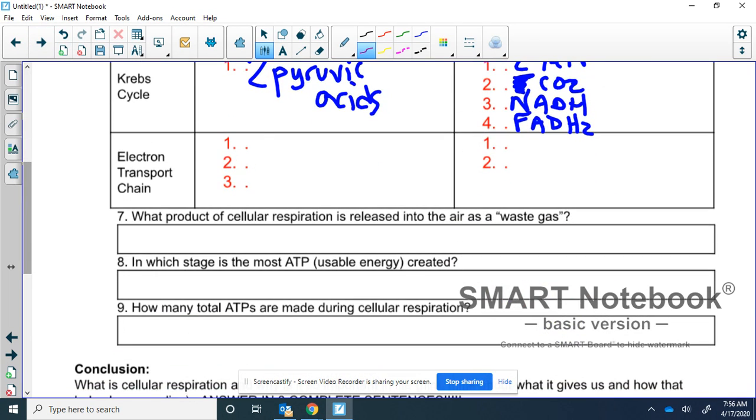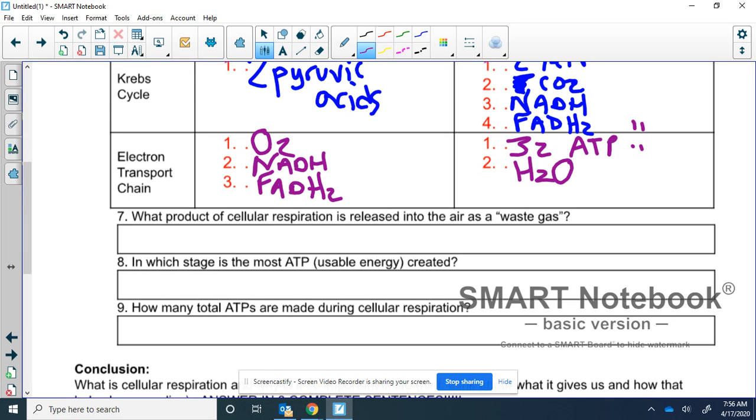So finally, like I said, this is where your oxygen comes in, the NADH and the FADH2. And the 2 big things we make are 32 ATPs. That is the goal of the whole thing. And we get some water as a leftover.